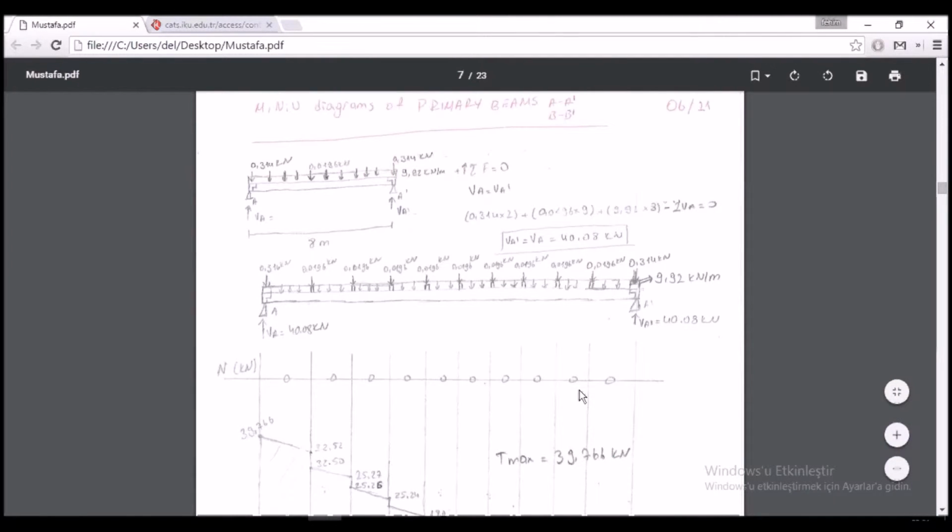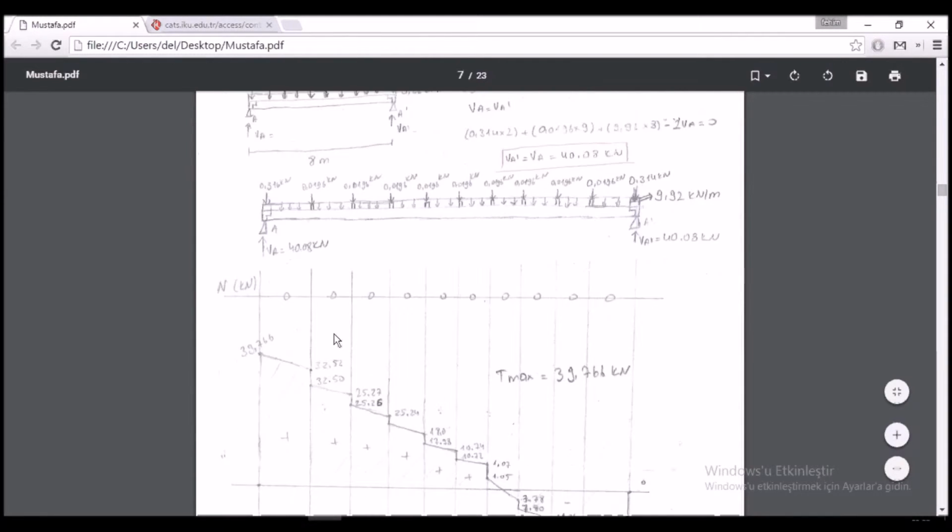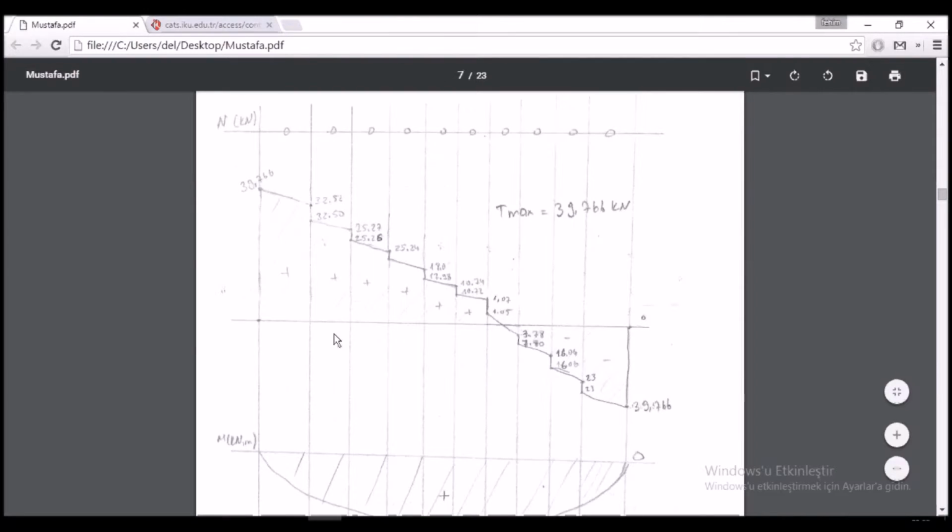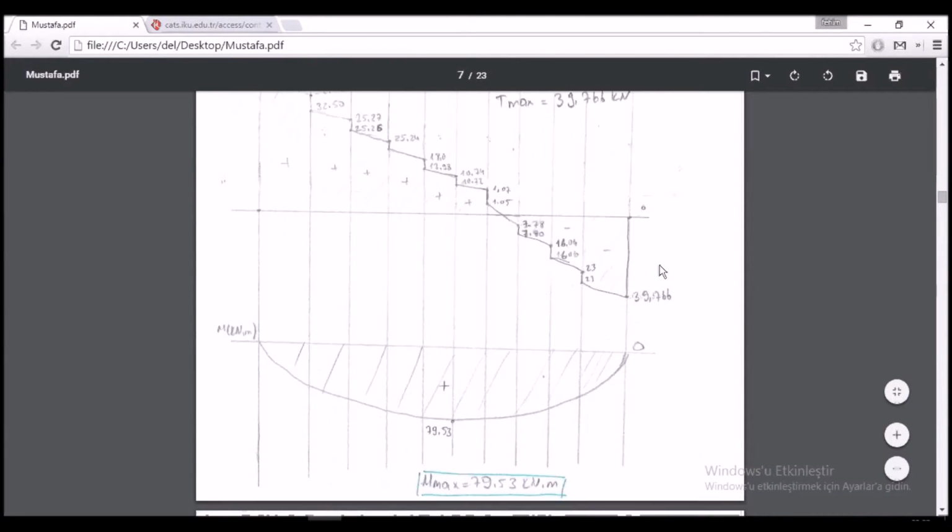This page is all about finding support reactions and drawing MMV diagrams. But this time, not all of our loads are distributed. As you can see here, our secondary beams here are point loads, so when we draw our MMV diagrams, this time it will be different. As you can see here, we drew our MMV diagrams and we found our Tmax and Mmax values.